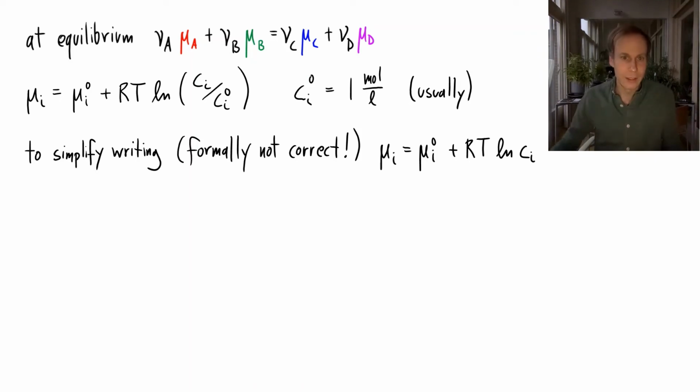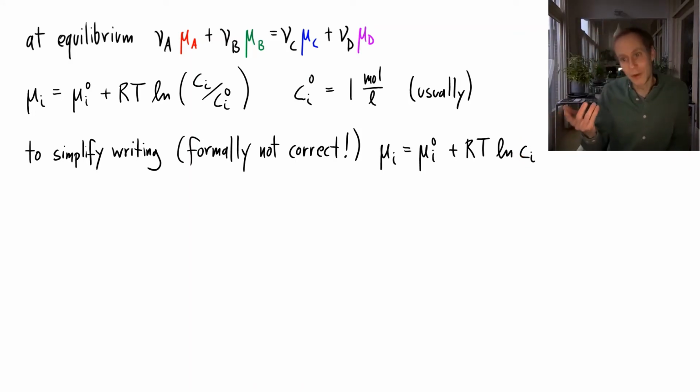But it is not exactly correct, because it's actually a major sin to take a logarithm of a number that has a physical unit, like here mole per liter. That's not correct. Normally you can only take logarithms of numbers that have no unit, which is the case here, for instance, because the units of the concentration here and down there cancel each other out, but here they don't.